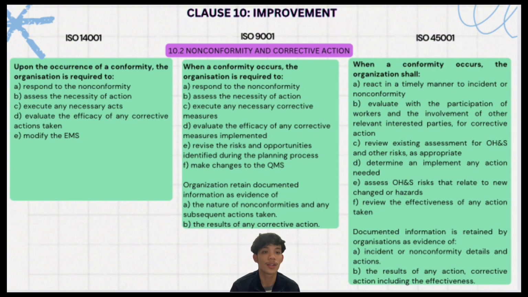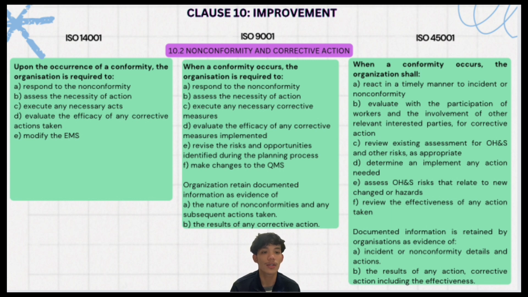Next, looking at ISO 45001, when a non-conformity occurs, the organization shall react in a timely manner to the incident or non-conformity, evaluate with the participation of workers and the involvement of other relevant interested parties the corrective action, review existing assessments of occupational health and safety and other risks as appropriate, determine and implement any action needed, assess occupational health and safety risks that relate to the new change or hazards, and lastly, review the effectiveness of any action taken.